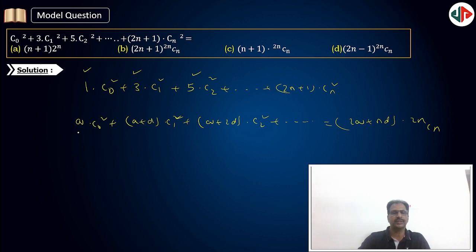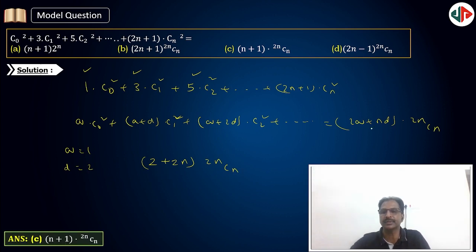Now comparing the given expression with this, I got A as 1 and the difference D as 2. So what will be the answer then? 2A plus ND by 2 into 2nCn. So 2n plus 2 by 2 into 2nCn. Sorry, 2A plus ND by 2. So this is nothing but n plus 1 into 2nCn. Formula is 2A plus ND by 2 into 2nCn. Option C.